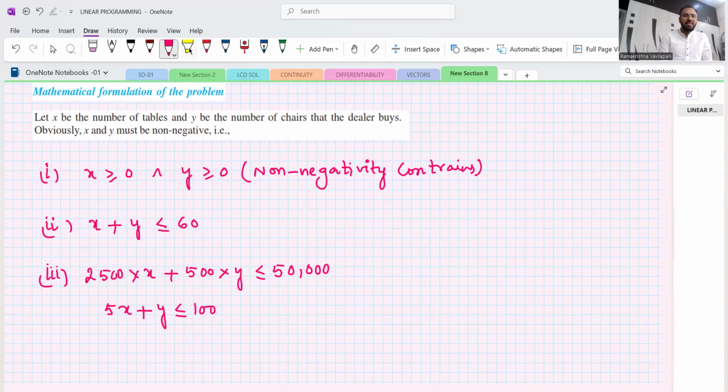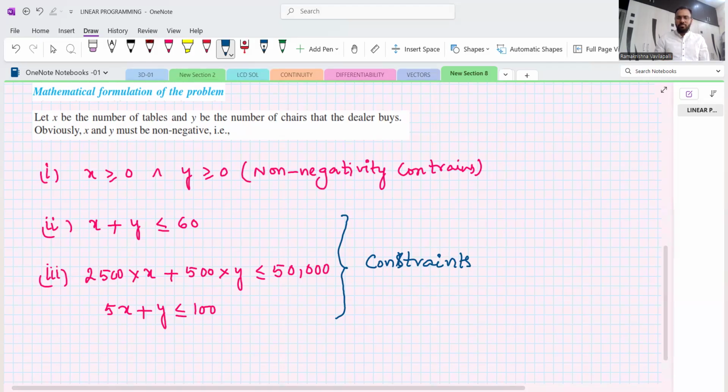Now you see that these two are known as constraints. These are the constraints on the variables. Under these conditions, you have to maximize your profit.